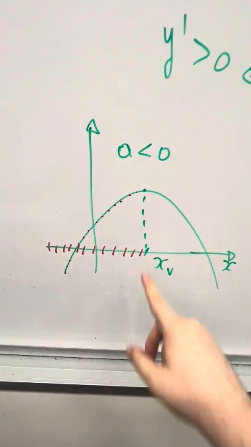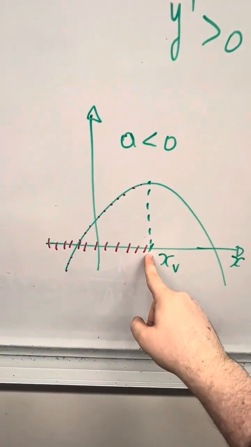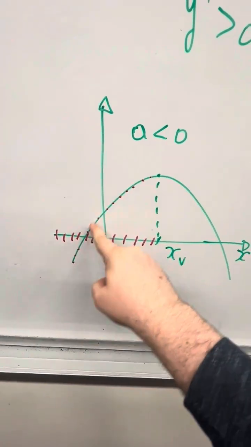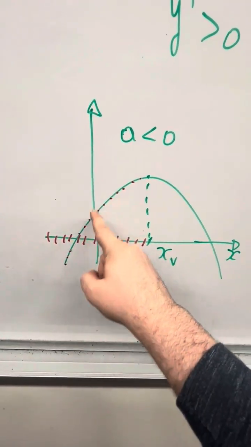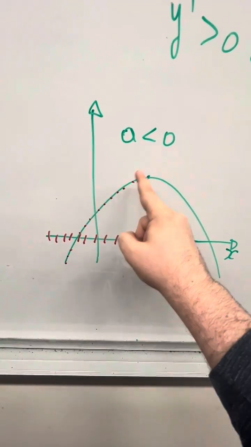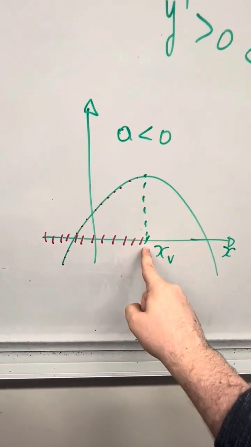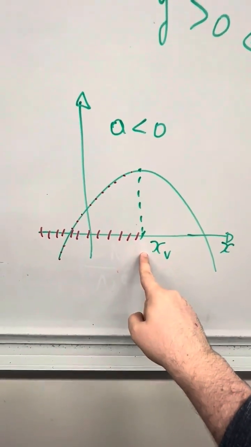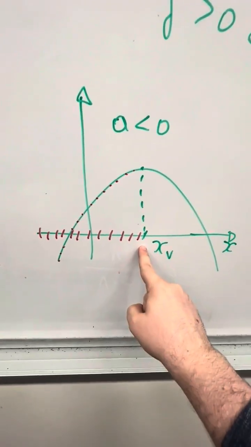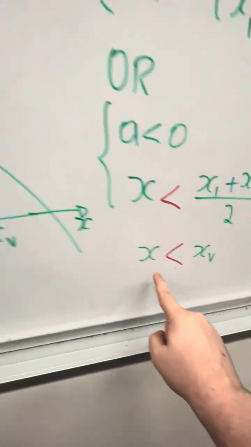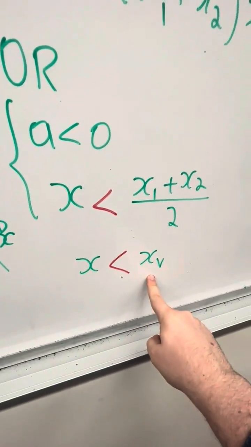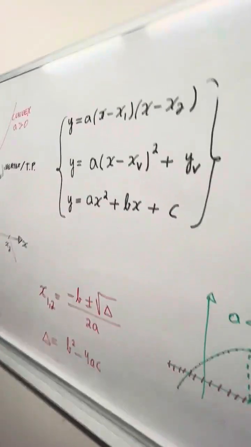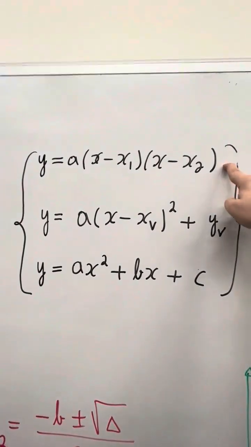Okay? So the function is increasing here in this branch of the parabola. When x goes up, y goes up only here in this branch, not on the other branch. That is, the x is below the x of the vertex. The function is increasing from minus infinity all the way to the x of the vertex. So the x has to be smaller than the vertex of the parabola. Okay? Now, we did that using this formula here.